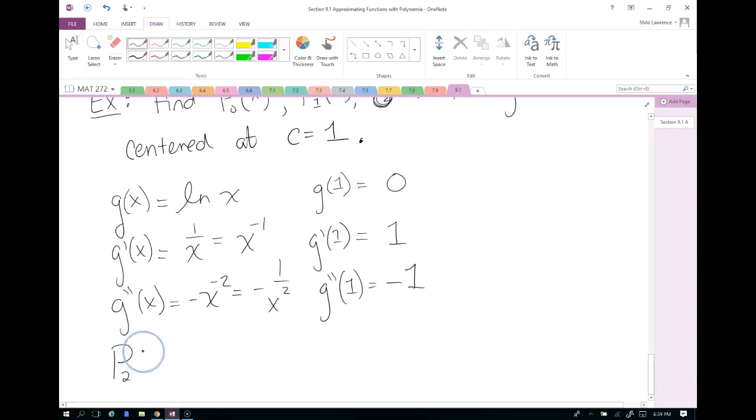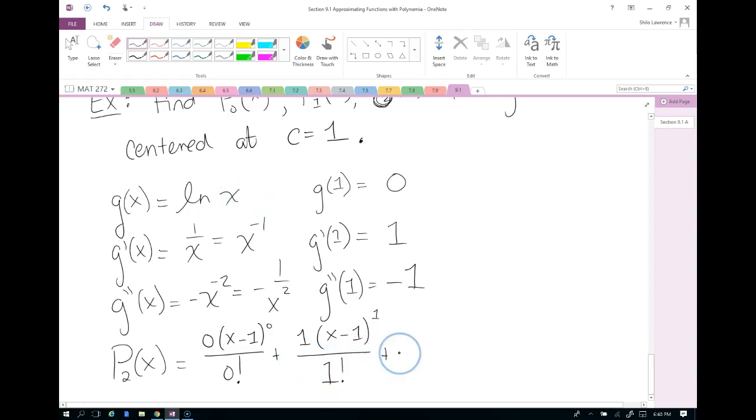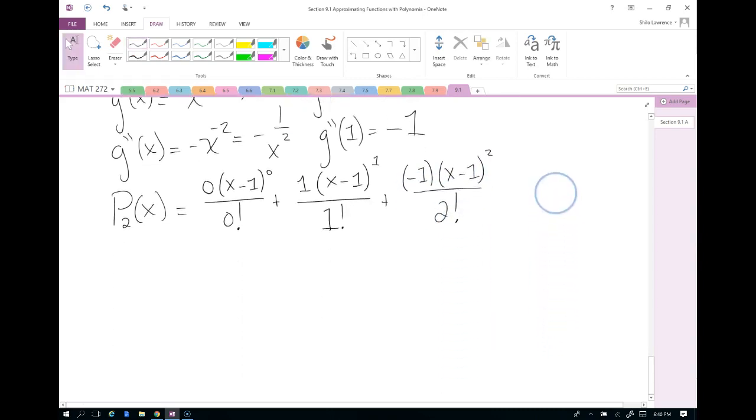I'm actually going to start with p sub 2, and then just take pieces off of it for my other guys. So p sub 2 has the original function evaluated at the center times x minus the center to the 0 over 0 factorial. And then first derivative evaluated at the center, x minus the center to the first power over 1 factorial. And then second derivative evaluated at the center, x minus the center to the second power over 2 factorial. And we'll clean this up a little bit.